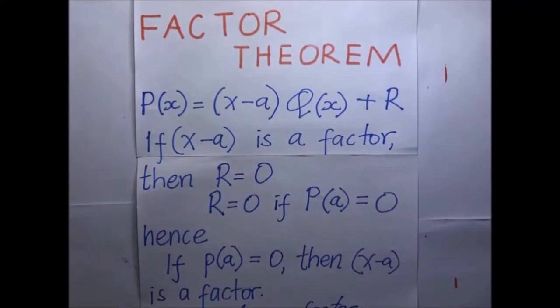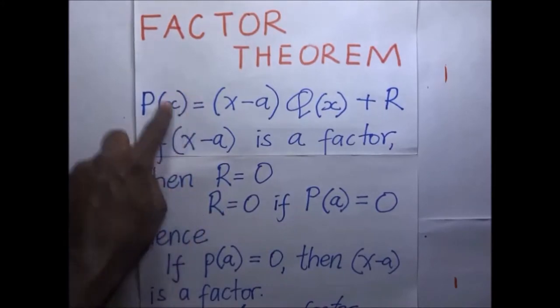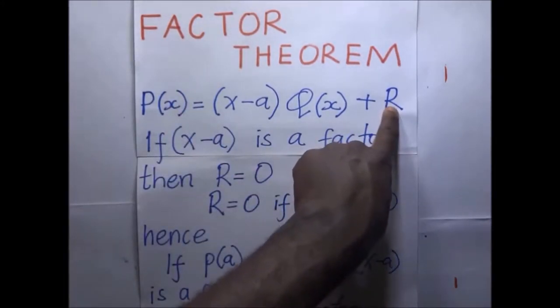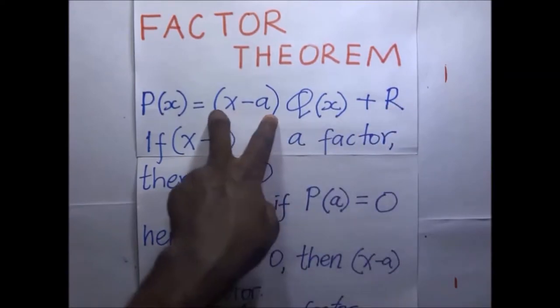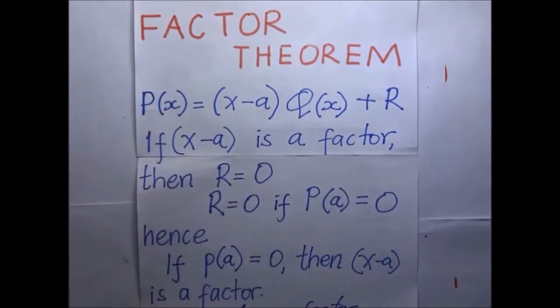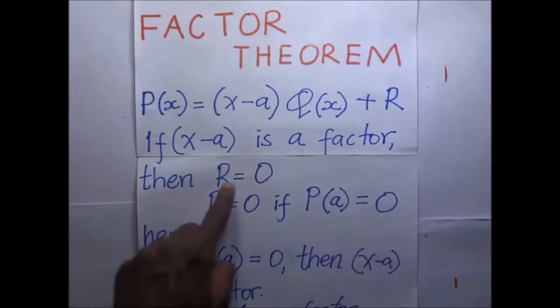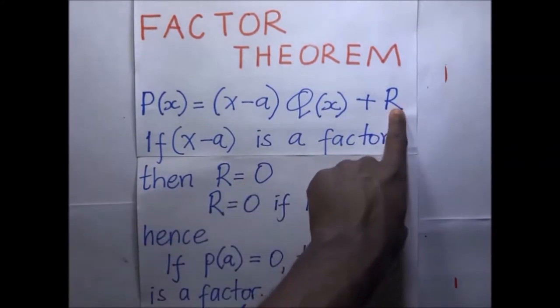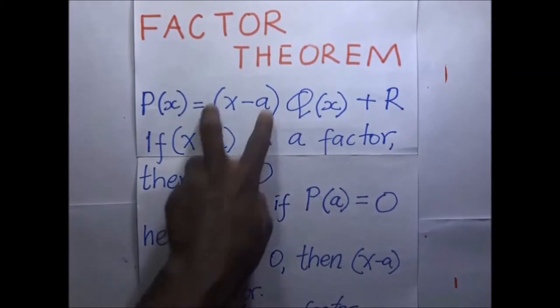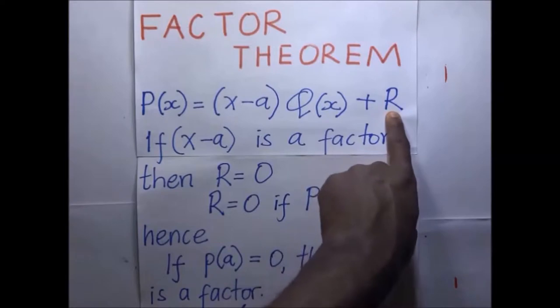Now, if we put the value of a here and we calculate and we get our value of r as 0, then it means that this divisor is a factor of that polynomial. So this is what constitutes the factor theorem. Like in our write-up here, it is saying that if x minus a, which is the divisor here, is a factor, then r is equal to 0. This will be equal to 0 if this is a factor. If this is not a factor, then we will get a certain remainder. It could be 2, 3, or whatever number.